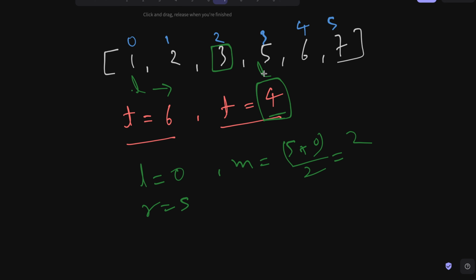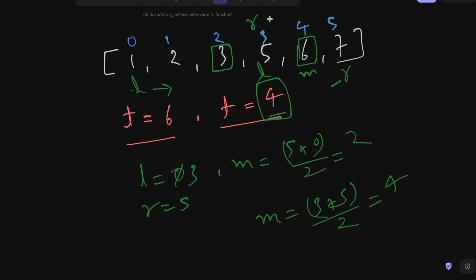So L will come to this position, that is 3. So L right now is 3. Now again we will calculate mid, that is (3 plus 5) divided by 2, which is equal to 4. Now here we come and we check if it is greater than, less than or equal to our target. Clearly greater than our target, right? So we will shift R to mid minus 1. And mid minus 1 is basically right now L, right? R will also come to this position.